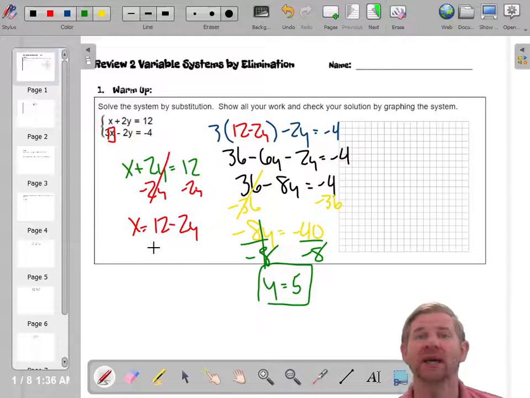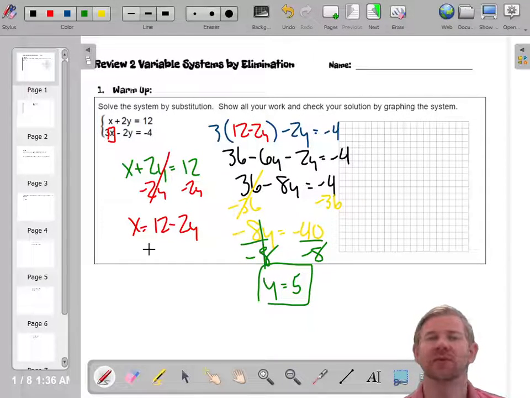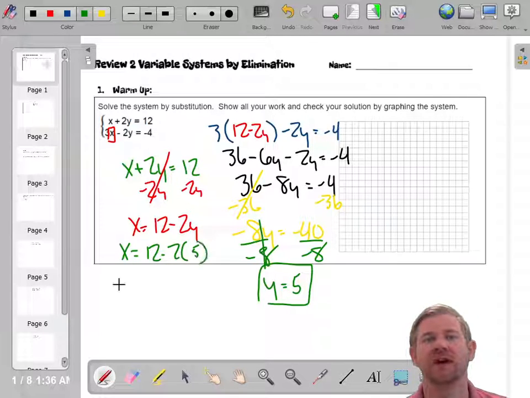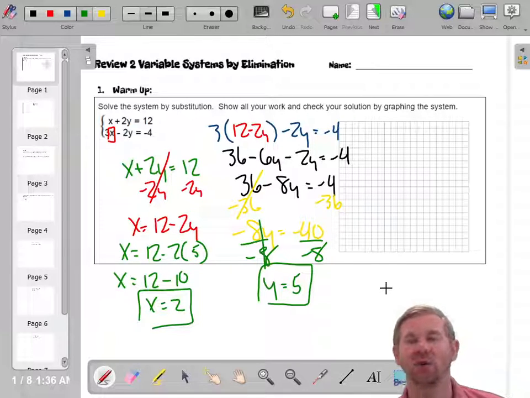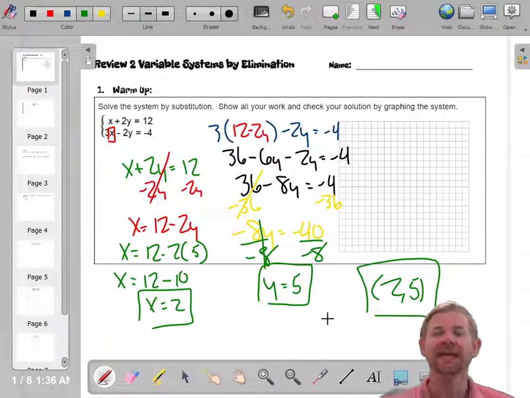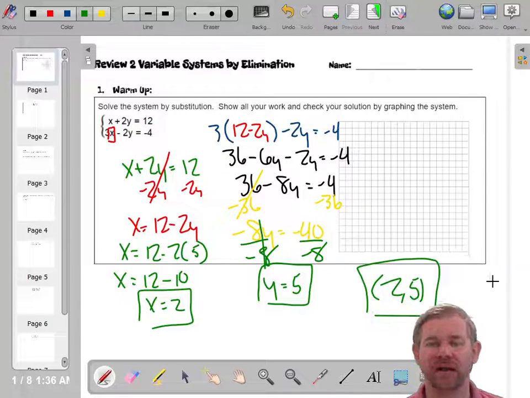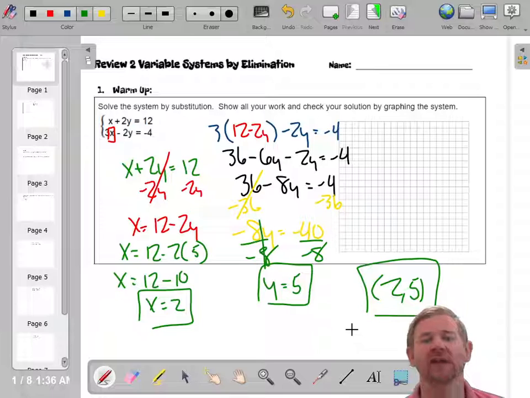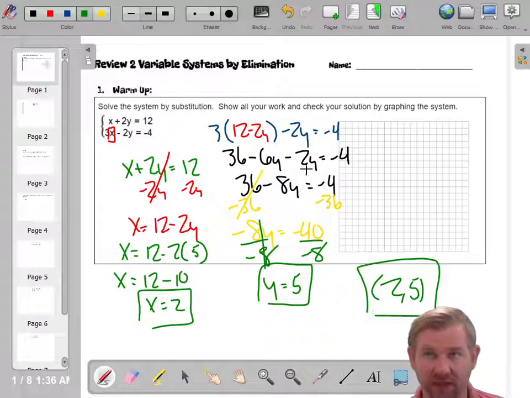Once you have y, you can go back and get x really anywhere you want. I'm just going to use this formula because it's easy. x equals 12 minus 2 times 5, which is 10. x equals 2. As an ordered pair, that's (2, 5). That is the solution to our system. It says graph it, but I'm going to actually do the same problem with elimination and we'll see if we get the same answer. So (2, 5) is our solution using substitution.